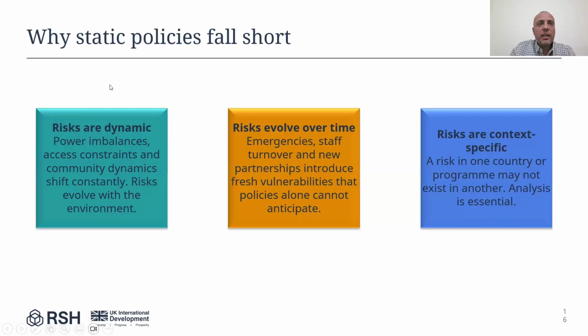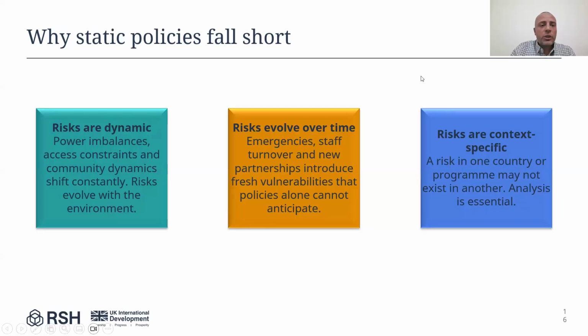At the same time, factors such as power imbalance, social and cultural norms, access to services, and community dynamics all influence people's vulnerability to harm. This also means that a risk identified in one country or one program might not look the same in another country or program. That's why a safeguarding risk assessment should never be a one-off exercise. It should be repeated regularly within the organization, and it should be a continuous process that evolves alongside the organization.